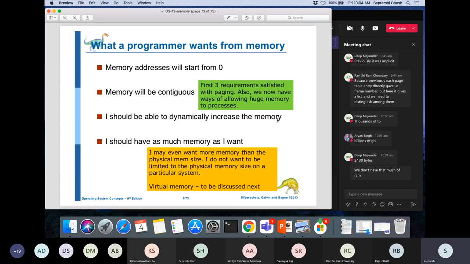But if I tell you, no, you need to change your program now, you won't like it. So we as programmers have come to demand more memory than what may even be there in the physical memory. Essentially, programs nowadays can want more memory than there is physical memory. How is that possible? That will be the next topic. The topic is called virtual memory.